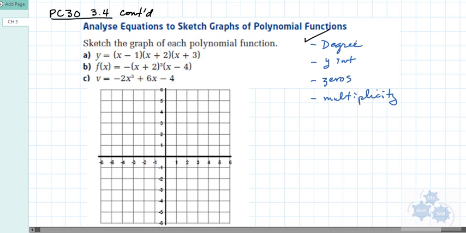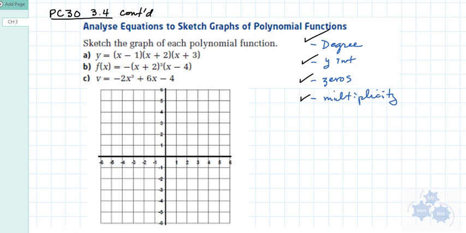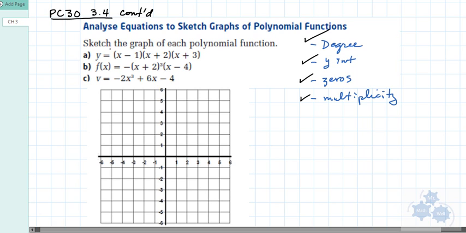So the degree is something you're going to need to note. The y-intercept, what is the y-intercept? Is there a constant in there? And if you're just given factored form, how do you determine that constant? We'll talk about that. The zeros, obviously, from the factors, and the multiplicity for each zero. If you put those together, you're going to have a pretty good sketch of the graph. So these are the four things we're going to take careful note of.